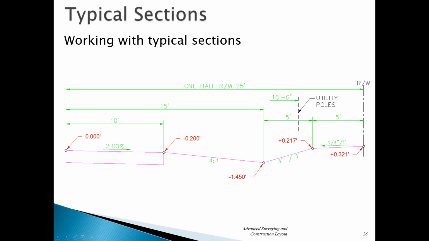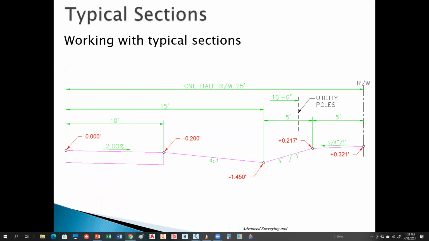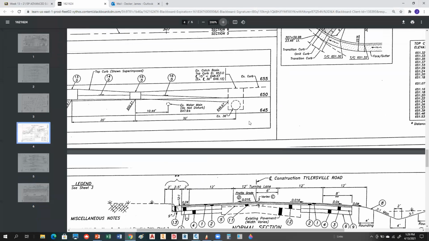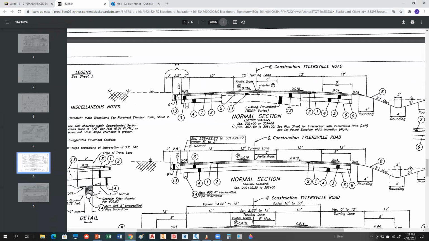Let me show you something real quick. I kind of showed you that, but you probably didn't see what I was talking about there. So now that you got that question, you'll see exactly what I'm talking about. Give me a sec here. Let's see. All right. So they do it by station, Jake. Look, see how that says limiting stations? And this typical section is valid from station 302 to station 307. You see that?